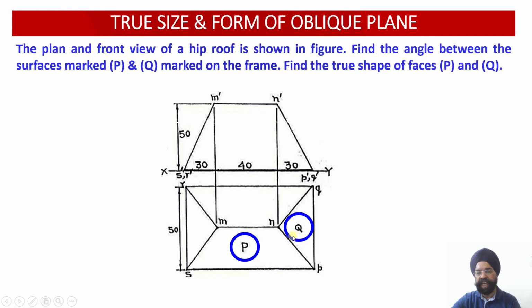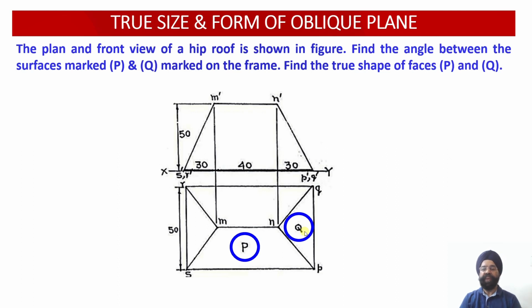Now there are two sheets which are required to prepare this canopy. One sheet is this one, please see, MNPS. Another one is NPQ. These are the two sheets which will be required to construct this canopy. One sheet we have labeled as P, another sheet we have labeled as Q. So we want to determine the true shapes of both of these sheets.